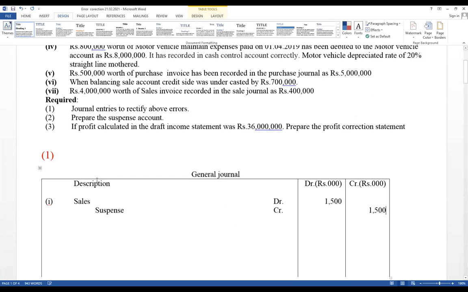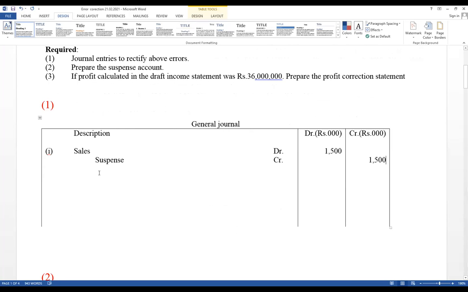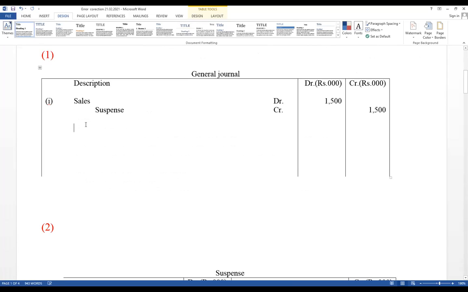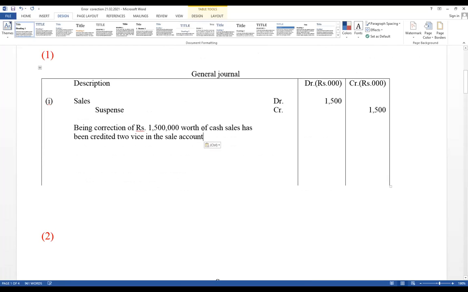Therefore, narration should be written. Narration means we should briefly write what was done. Therefore, being correction of 1,500 worth of cash sales has been credited twice in the sales accounts. Therefore, narration: being correction of rupees 1.5 million worth of cash sales has been credited twice in the sales accounts. Therefore, this is a narration.